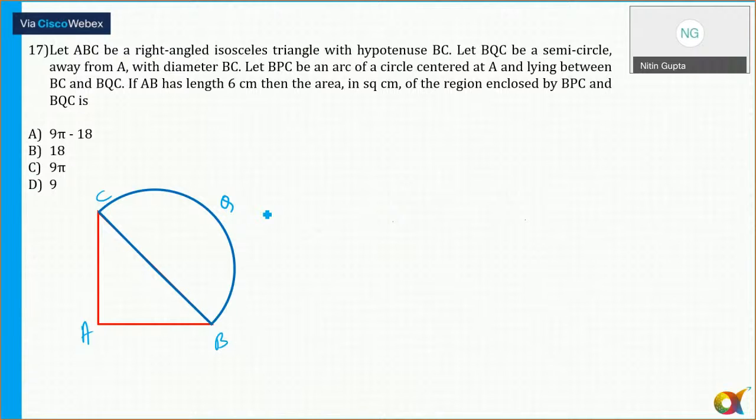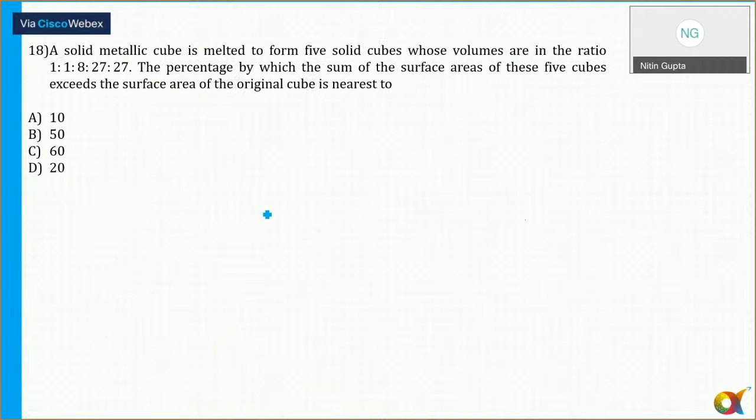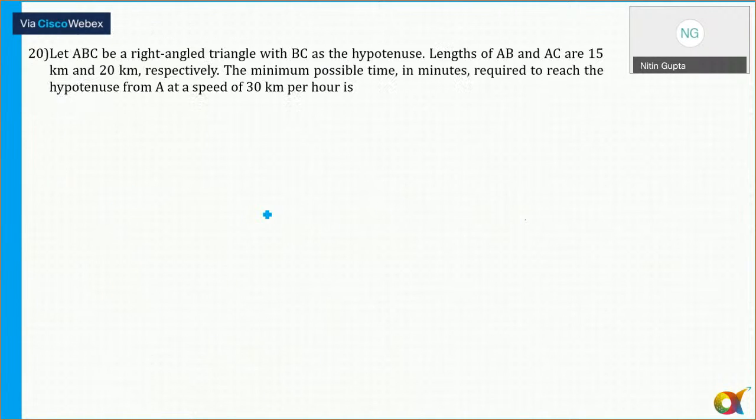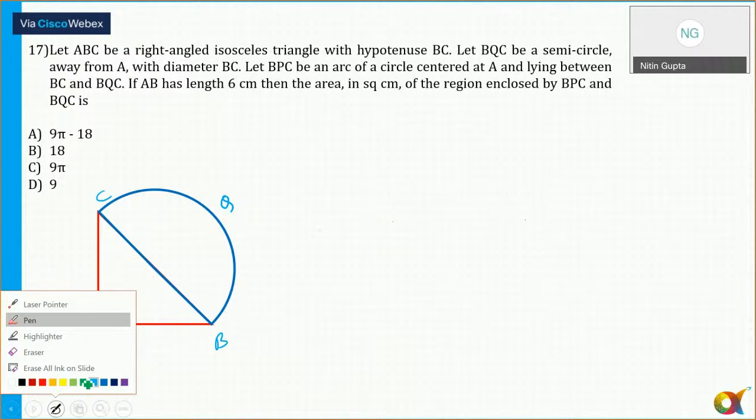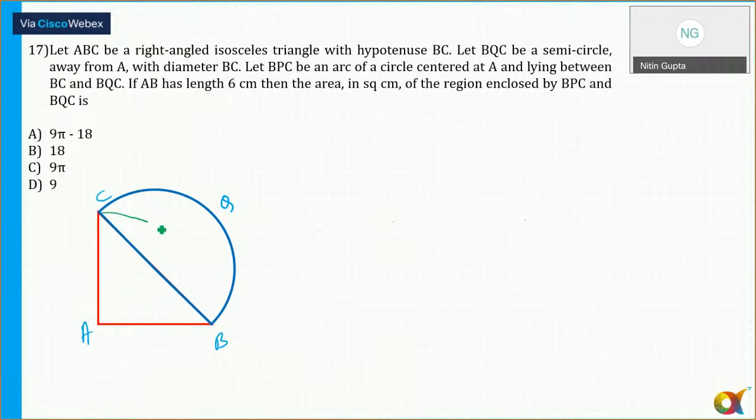And let BPC be an arc of a circle centered at A. So BPC is an arc of a circle centered at A. The figure is not drawn to scale. So this is A, this is B, this is C. If AB has a length 6, so this is length 6 and this is length 6, then BC is equal to 6 root 2.